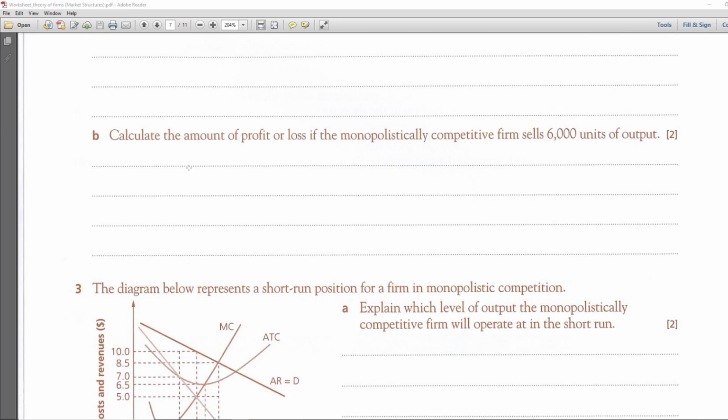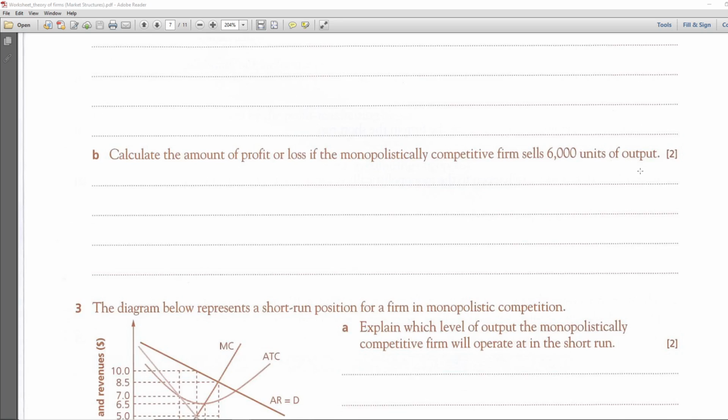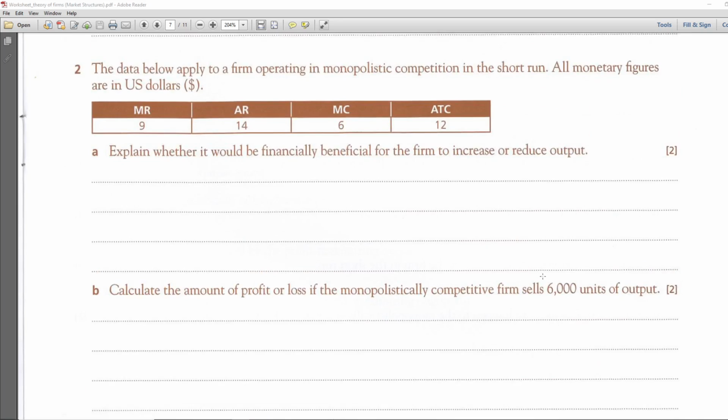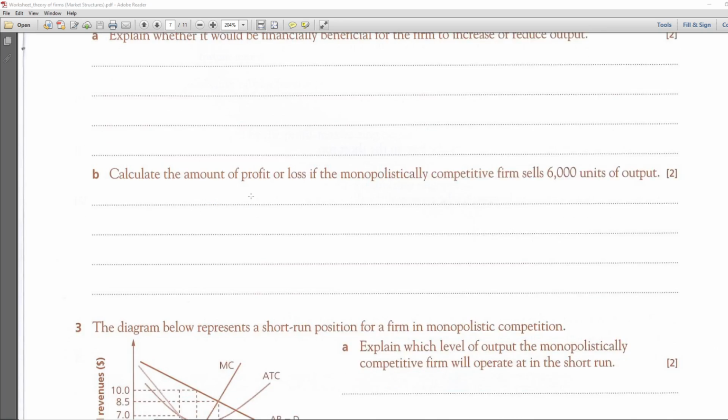What about question B? Calculate the profit or loss if they are selling 6,000 units of output. The answer is 12,000 profit. With 6,000 units and this data provided, if you are trying to find a profit or loss, you can find it by using average revenue minus average total cost. Then you will get profit per unit. Here the profit per unit is $2. If we multiply $2 by 6,000, that will be $12,000 of profit in total. Very easy. So let's go to number 3 then.